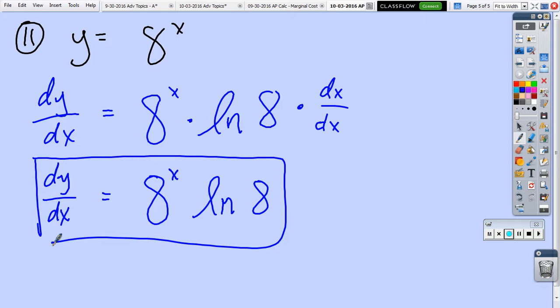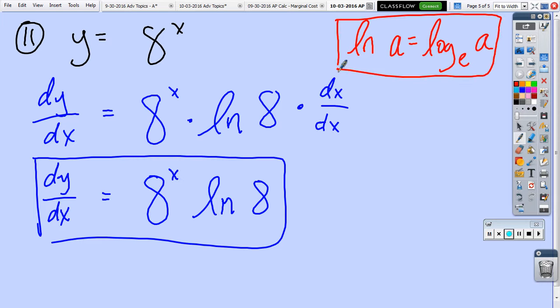Let me write on here, guys. You should have studied natural log in pre-calc. If I have ln of a, that's equal to the natural log, log of base e of a. Natural log is log of base e. That's why you can apply the formula that we've been applying.